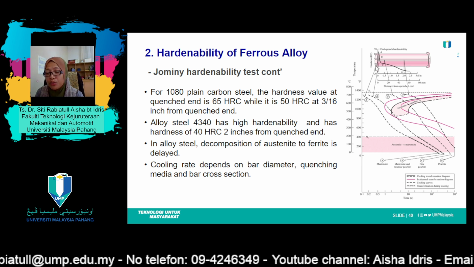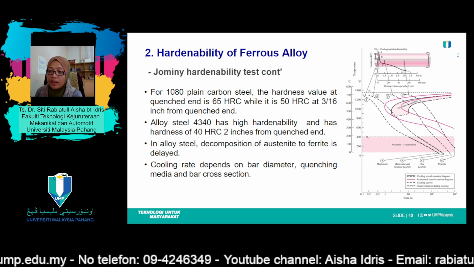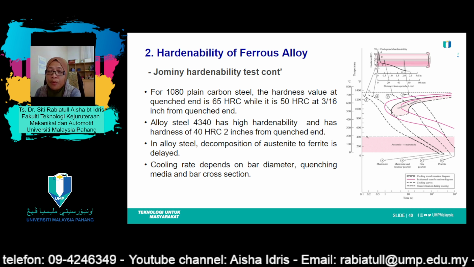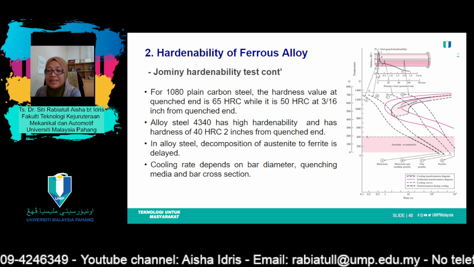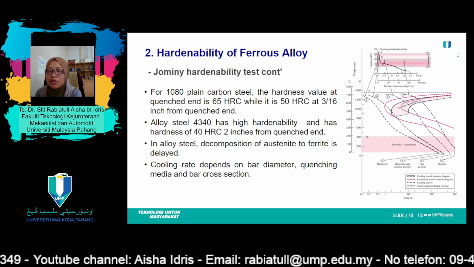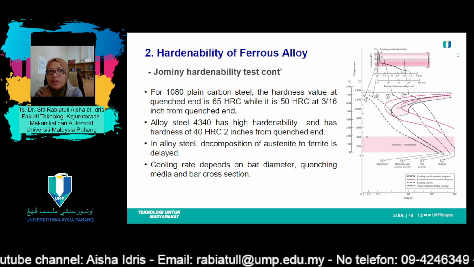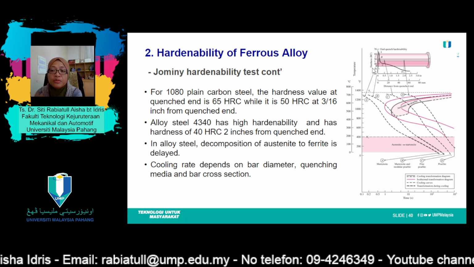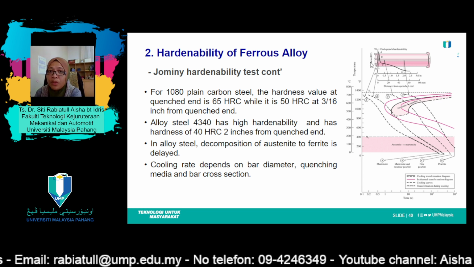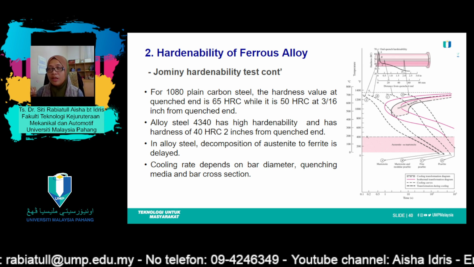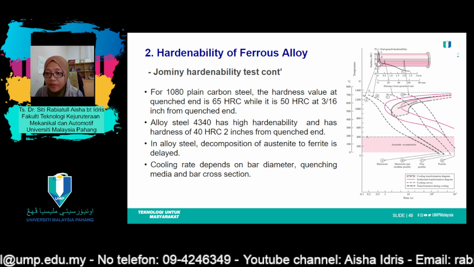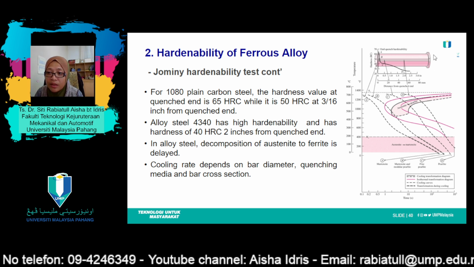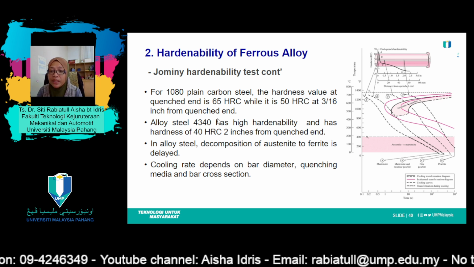So this is how you measure the hardness of the steel, starting from the point where the material starts to cool. Because at this point the water sprays that area first, cooling starts from this point and progresses toward the upper part of the specimen.